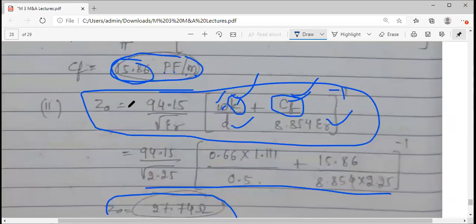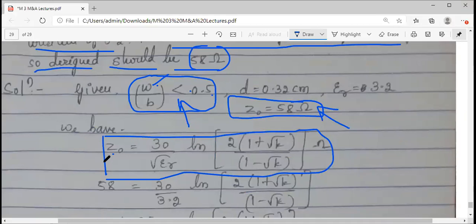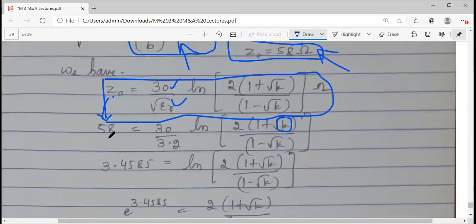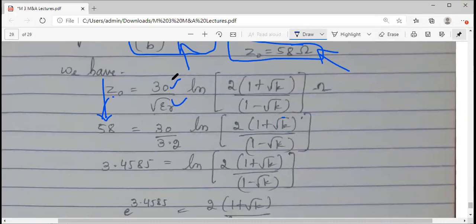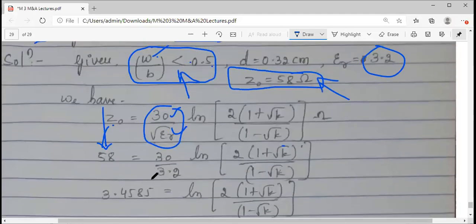You can observe this is the earlier problem's equation which we have taken, which is totally different from this. So this is the second equation for Z naught. Z naught is given to you, 58. The dielectric value is given to you. K is unknown. So I will simply go for simplification of this. Take this 30 by root of, I forgot to put a root, epsilon r is 3.2. So take the square root of 3.2.